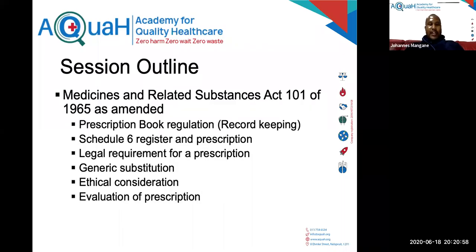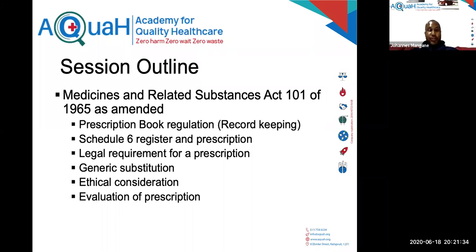The most common act that you're going to use for the dispensing of license is the Medicine and Related Substances Act. I hope everybody hears me. Can you hear me, guys? Am I audible enough? Okay, super. So it's the Medicine and Related Substances Act 101 of 1965 as amended. You'll see that the act will continuously get amended, and they are using section 49 for all the amendments.